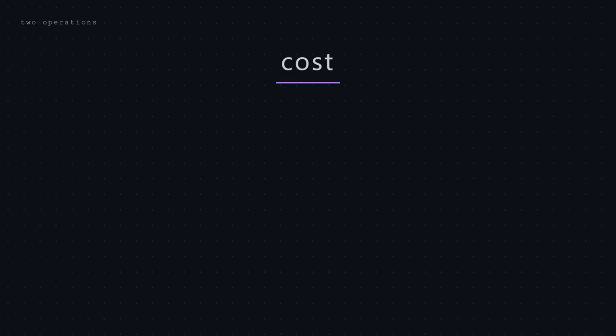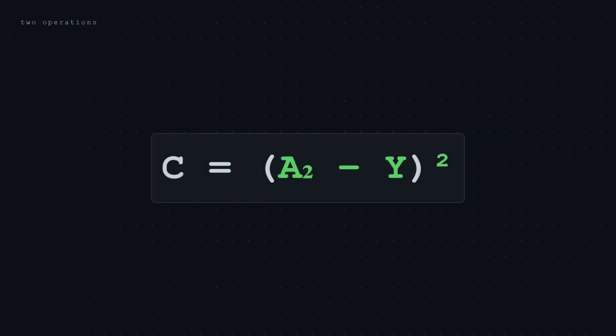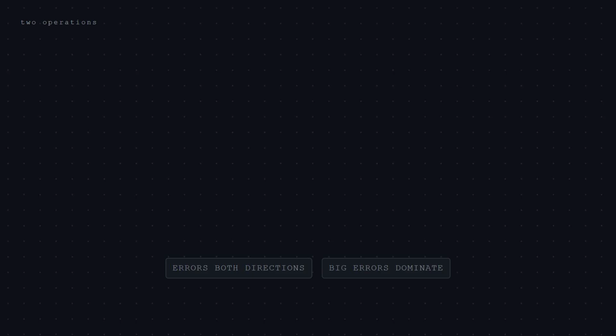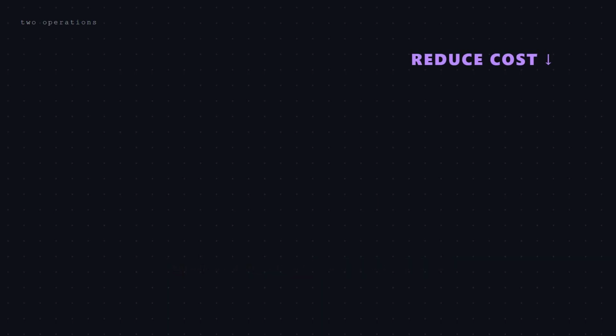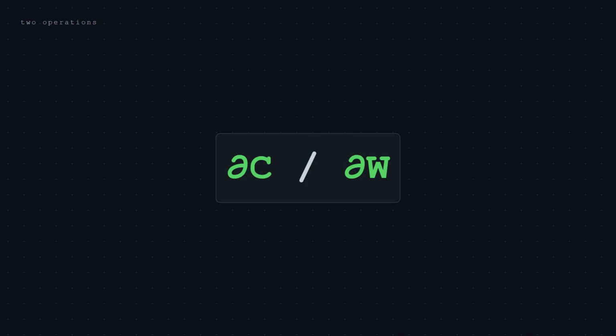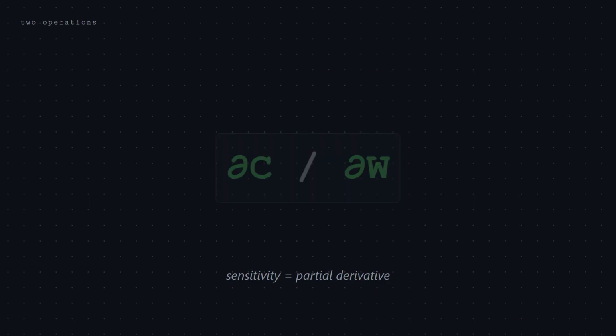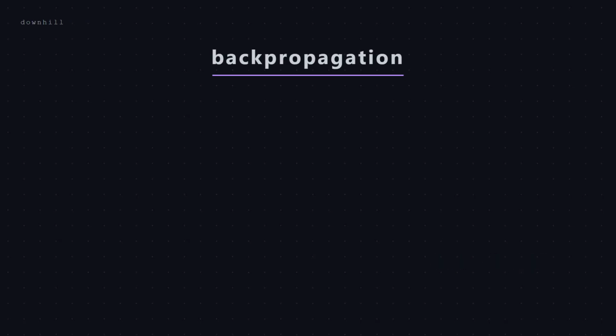The cost for a single example is the squared difference between the predicted probability and the actual label. Squared because we want errors in both directions to count equally, and because we want big errors to dominate small ones in the average. To reduce cost across the whole data set, we need to know exactly how much the cost would change if we nudged a particular weight up by a little. That sensitivity is a partial derivative. And there is one such derivative for every weight and every bias in the network, 19 of them in our case. The technique that calculates those partial derivatives for every parameter in the network all at once is called backpropagation.